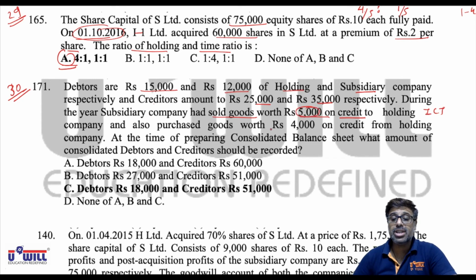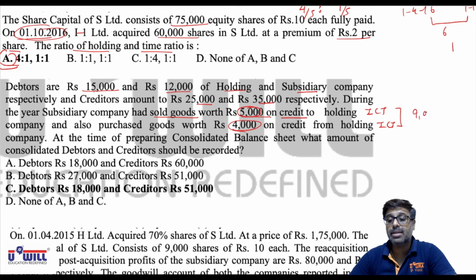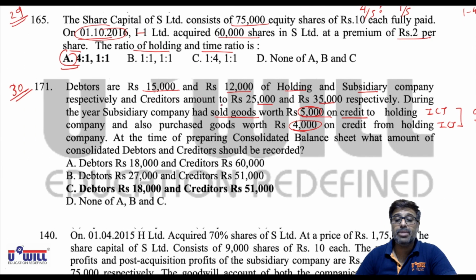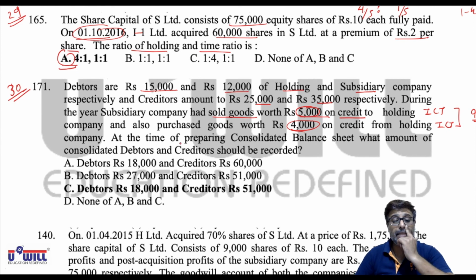And also purchased goods worth rupees 4,000 on credit from holding. That is also an intercompany transaction. So 9,000 is the total intercompany transaction. That we will minus from debtors and creditors. At the time of preparing consolidated balance sheet, what amount of consolidated debtors and creditors would come?